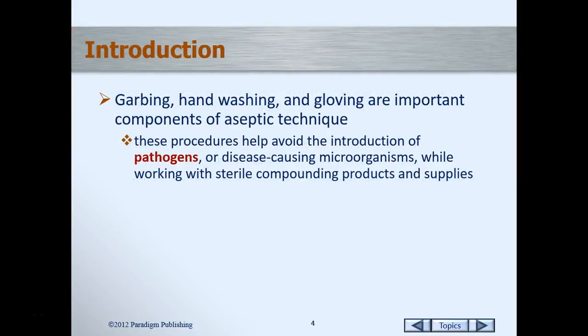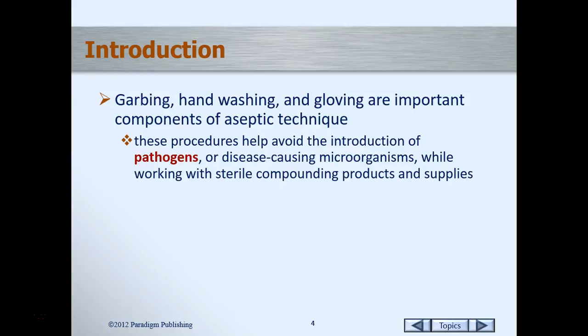So garbing, hand washing, and gloving are important components of aseptic technique. Of course, aseptic means without infection. They help avoid introduction of pathogens, which are disease-causing microorganisms, while working with sterile compounding products and supplies. The most common transmission of these pathogens is through touch contamination. However, there are some other components.